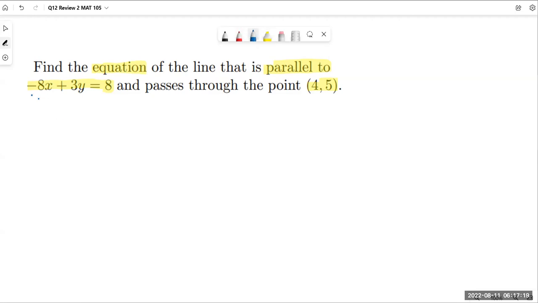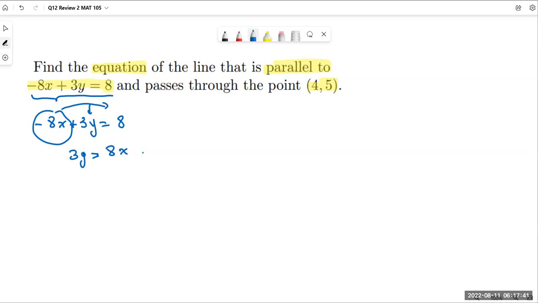So now, how do we start? First of all, we start from this equation here, and we try to solve for y. So if I want to solve for y, let me write it down: minus 8x plus 3y equals 8. I want to isolate this, so I'm going to take this number from this side. It's going to become plus 8x. So 3y is going to equal 8x plus 8. And then I need to divide everything by 3. I will end up with y equals 8 over 3 x plus 8 over 3.